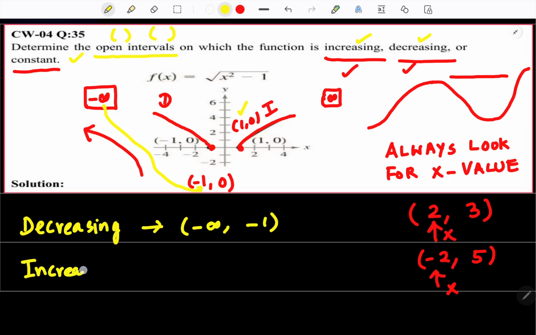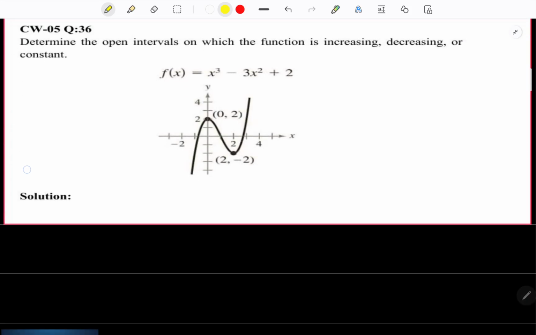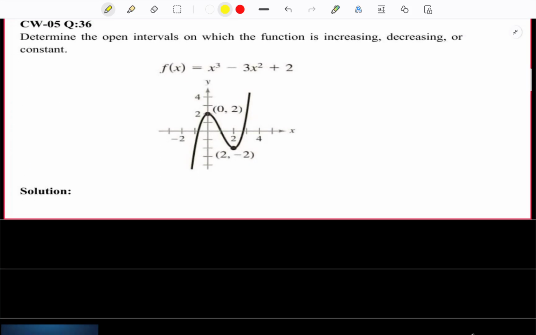Next we are going for increasing. Increasing from what? Starting from 1. 1 goes up to what? Infinity. So increasing is 1 comma infinity. It means what? The graph keeps going until infinity. Keep in your mind: this side negative and that side positive. Let's go to the next question.